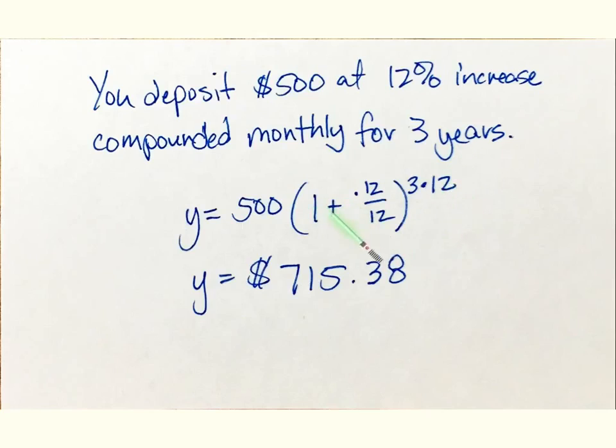So again, order of operations, 0.12 divided by 12, add 1, raise it to the 36th power, take that answer and multiply it by 500. You should find that it would leave you with $715.38, which, if you go back and look, is more than it would be if it was compounded annually.